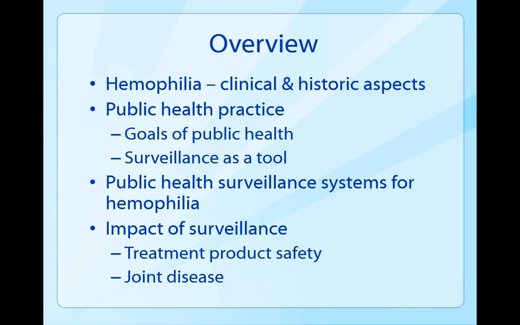At the beginning here, I'm going to give a brief overview of the clinical aspects of hemophilia and some of the historic aspects that are important in terms of the context for the surveillance that I'm going to describe. Second, I'm going to talk about public health practice in terms of both its goals and the use of surveillance as a tool for public health practice. Next, I'll give a couple of examples of public health surveillance systems that have been established for hemophilia and other bleeding disorders. And finally, I'll illustrate the impact of public health surveillance on the hemophilia population in terms of two areas of critical importance, one being treatment product safety and the other joint disease.